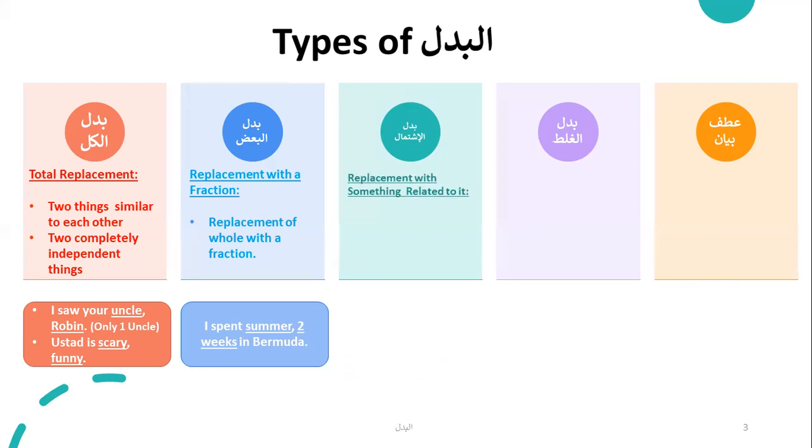Then Badal al-Ishtimal, which means replacement with something related to it. Connection. So it's something which is connected to something. It's not a portion. Just like summer and two weeks, they are part of summer. But in Badal al-Ishtimal, it's not going to be a portion or fraction of it. It's going to be something which is connected to it. At the same time, it's a thematic replacement. So it's like one big theme, and among its many aspects, this is one aspect of it. Badal al-Ishtimal works in terms of different connections to one big thing.